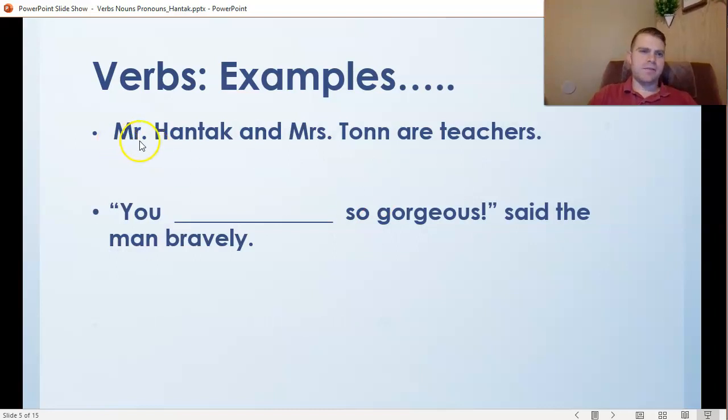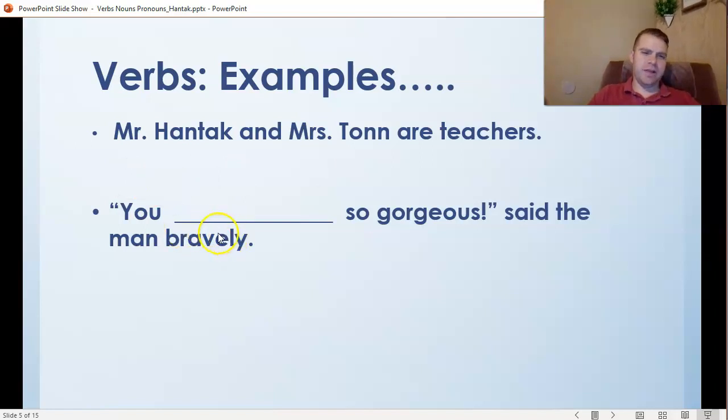So a couple examples right there. Mr. Hantek and Mrs. Tan are teachers. Am, is, are. We've got a linking verb right here. We call them linking verbs because they link information on both sides of the sentence. So here we have two subjects, Mr. Hantek and Mrs. Tan. We'll learn about conjunctions in a few days here, and as a conjunction, bringing them together. The linking verb is linking both of us to this noun over here, teachers. It's what we are. And that's what we see here with our verb. It's linking who we are by name to who we are by profession.